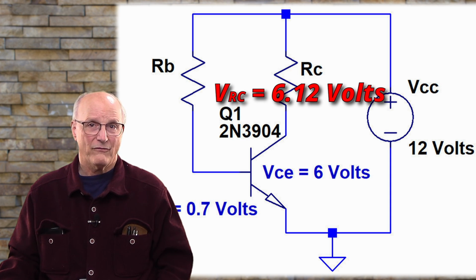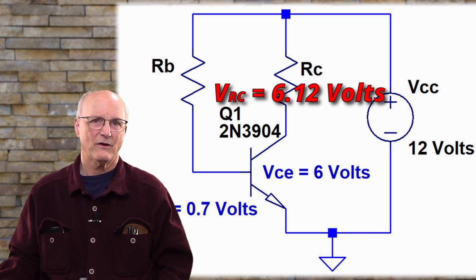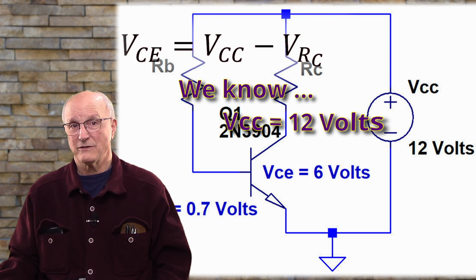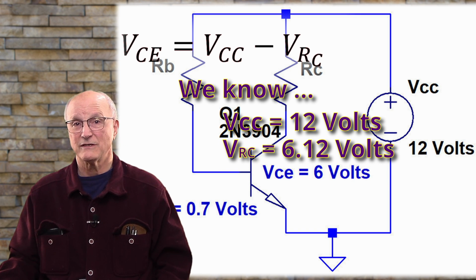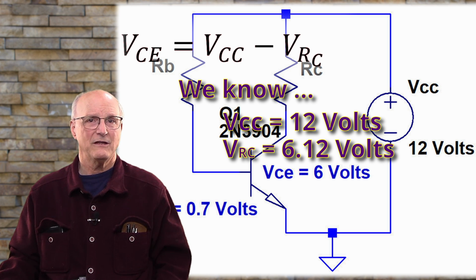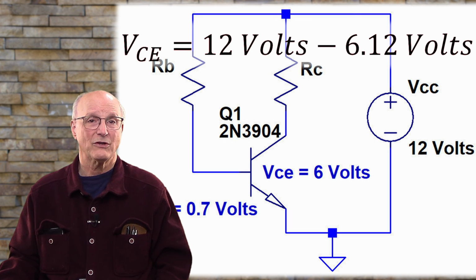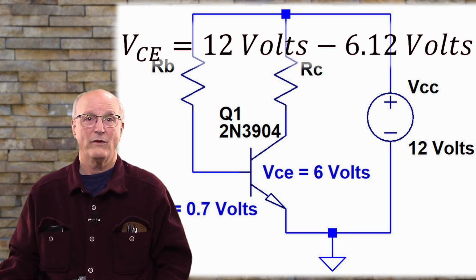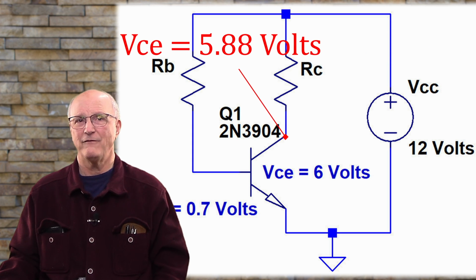Well, now that we know the voltage across the collector resistor, we can back up once again to our Kirchhoff's voltage equation. And now we know that the power supply voltage is 12 volts. We know that the voltage across the collector resistor, VRC, is 6.12 volts. Substituting these values into our equation, we have the collector-emitter voltage is equal to 12 volts minus 6.12 volts, which means that we can expect the collector-emitter voltage to be 5.88 volts.